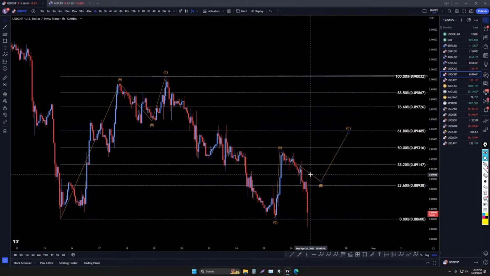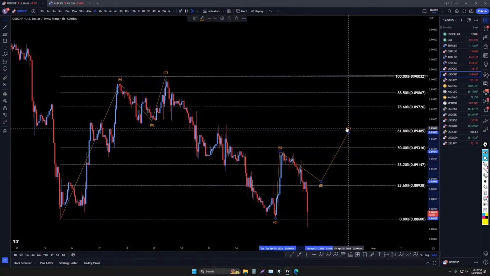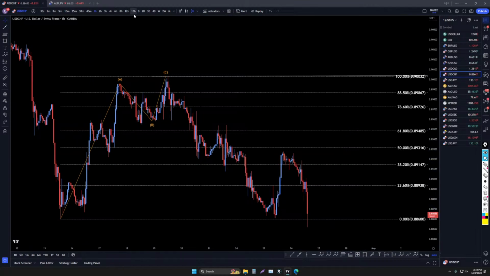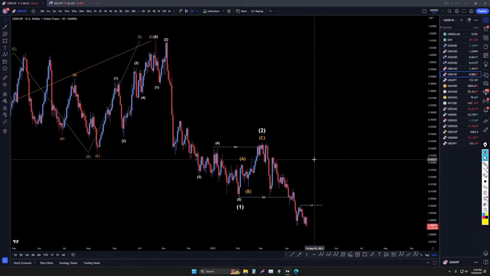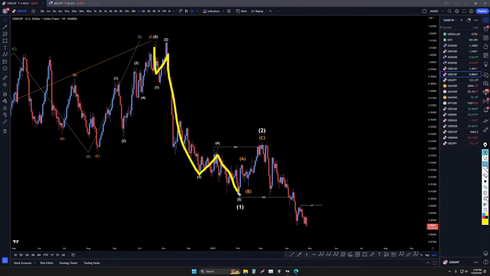Ooh, US dollar Swiss is obviously not in a wave B. That's funny. That US dollar Swiss has been an awesome pair for trading short. It looks to me like this is a 1, 2, 3, 4, 5 of 1. This looks like an A, B, C of 2. And it really looks to me like a 1, 2, and we're still in a wave 3.